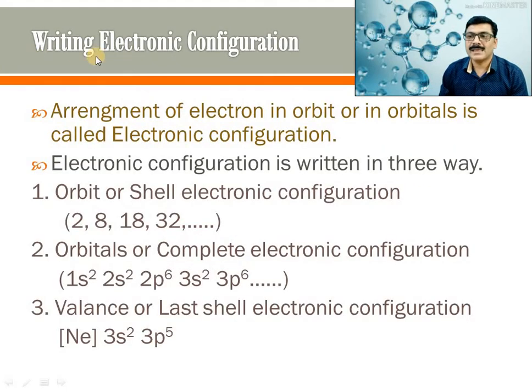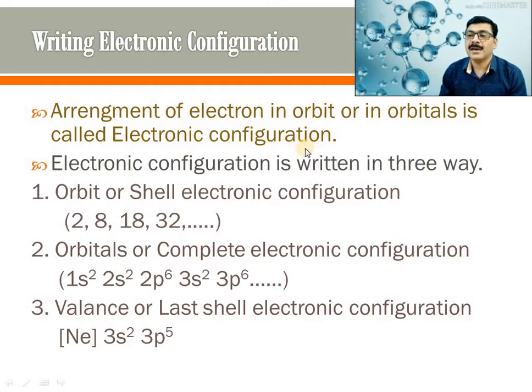But first, let us see what is called electronic configuration. Electronic configuration means the arrangement of electrons in orbits or in orbitals, means how you have to place the electrons in orbits or in orbitals. This arrangement is called electronic configuration.